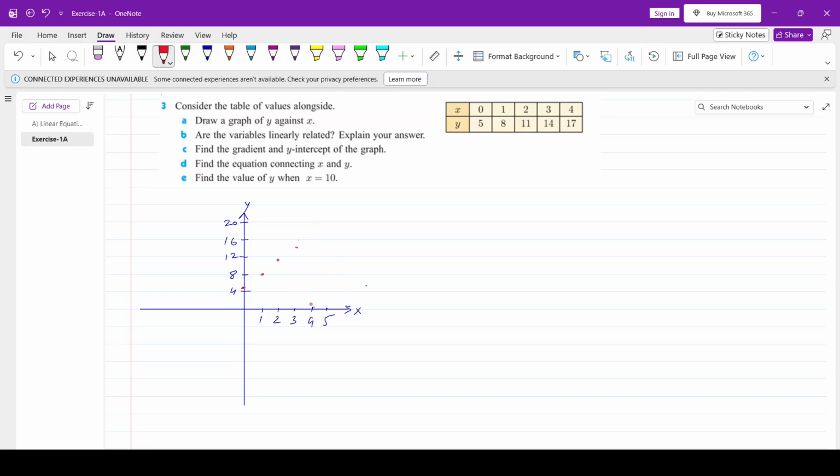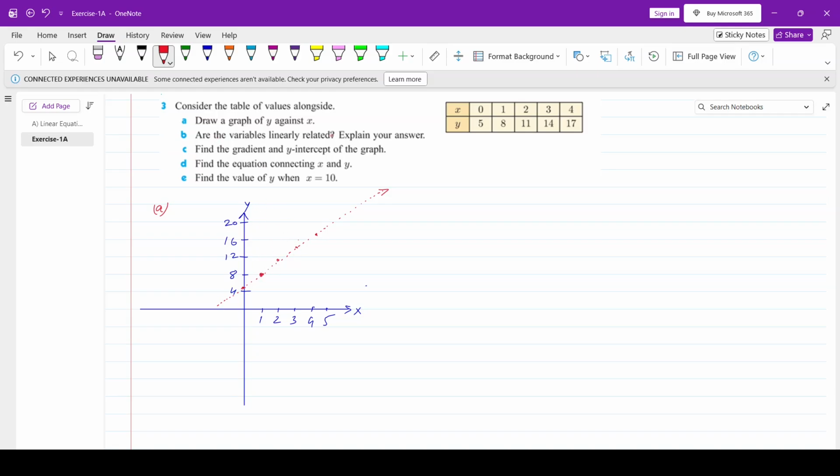For x is equal to 4, y is equal to 17. If we join all these points, we get a straight line. And this is our line. So the very first part of this question we have done. Draw a graph of y against x. So this is the graph of y against x.